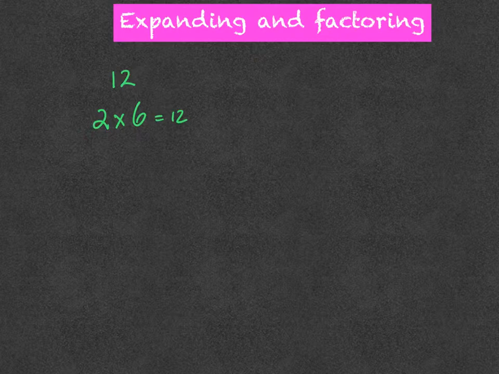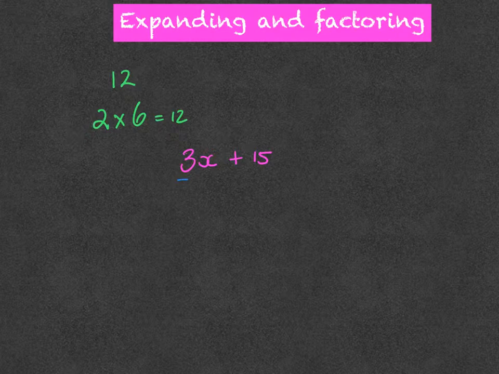Sometimes we need to factorise our algebraic equations. For example, let's have a go at one of these. Let's say we have 3x plus 15, and we want to factorise it. So we want to work out what are the numbers that equally go in. We can use a 3 and a 5. So how we work that out is we rewrite it.